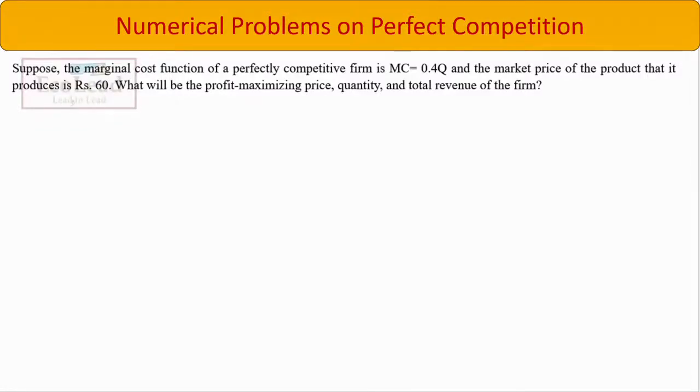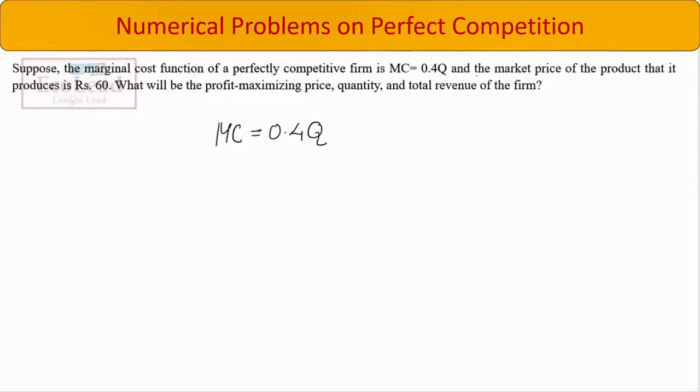Now we are going to solve a numerical problem for the perfectly competitive market. The problem is given as follows. Suppose the marginal cost function of a perfectly competitive firm is MC equal to 0.4 Q. What is the additional information?